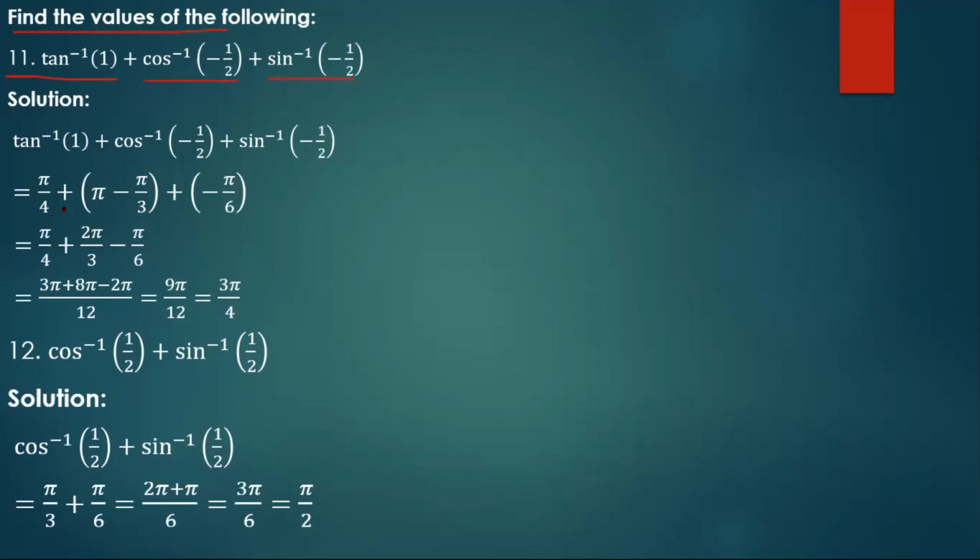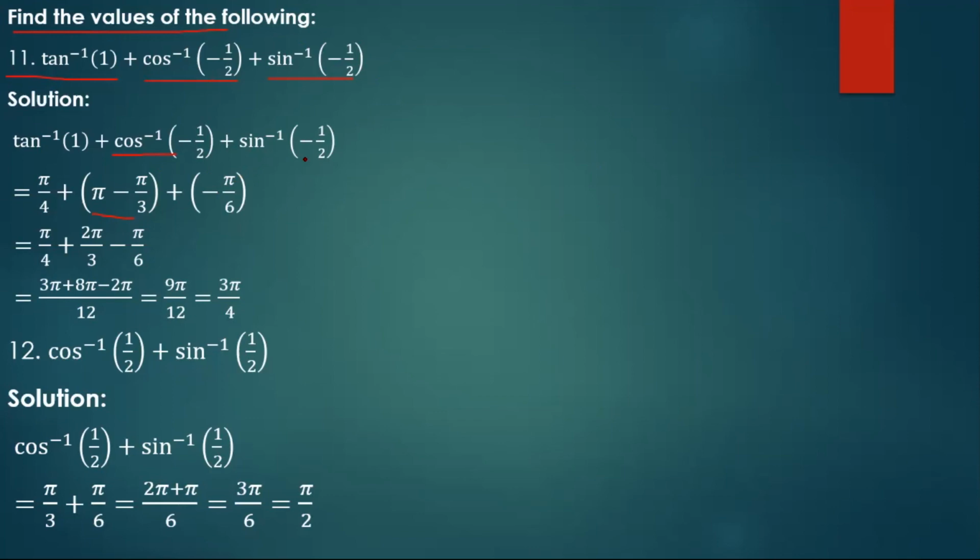Okay, so pi by 4 plus cos inverse negative half. So what will happen? Pi minus, when is cos half? At cos 60. So what is cos 60? Cos pi by 3. So we know that when it is negative, it is in the second quadrant. Why is it in the second quadrant? The range of cos inverse is 0 to pi. So we write pi minus that angle. Is it clear? So pi minus pi by 3 plus the same.